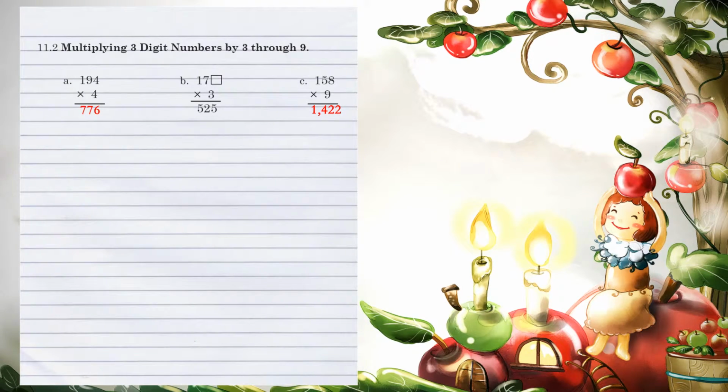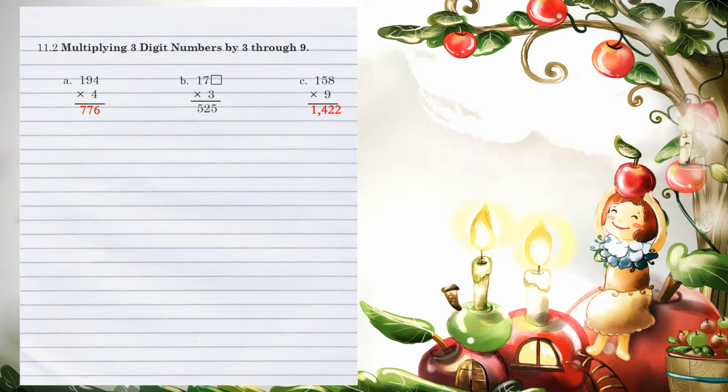Unit 11.2, multiplying 3-digit numbers by 3 through 9. Let's look at example B. We have a missing number in this problem. Because it is the number that we multiply first, we're going to work all the way to the end and work backwards. So let's look at 3 times 1, which is, we have 5.